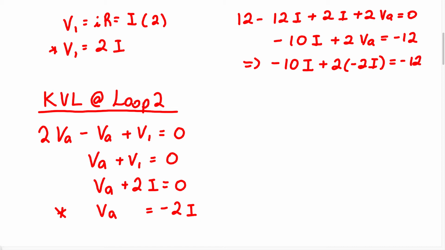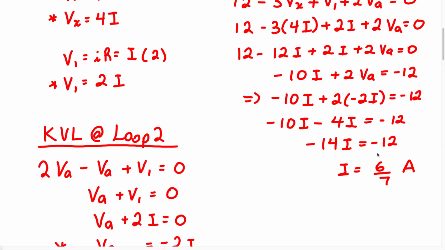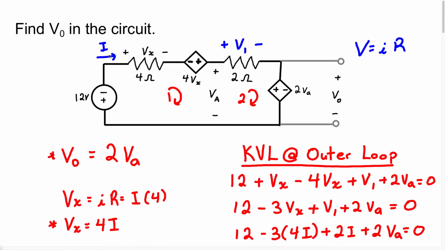When we start to simplify this, we have negative 10I minus 4I equals negative 12. Negative 10I minus 4I is going to give us negative 14I equals negative 12. Therefore, we can say I equals 6 over 7 amps. Now remember, the question does not want us to find the current, right? But we were able to find the current, and we know that's going to be 6 over 7 amps.